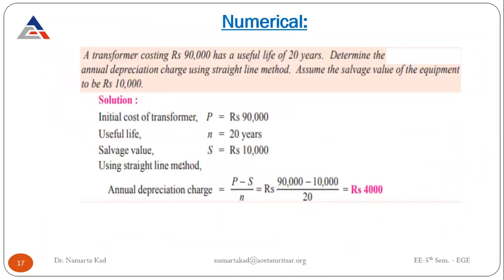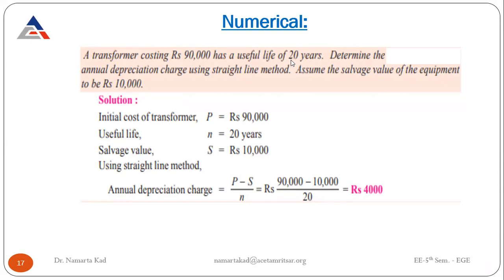Now let's see one numerical based upon this method first. A transformer costing rupees 90,000 has a useful life of 20 years. Determine the annual depreciation charge using the straight line method. Assume the salvage value of the equipment to be 10,000. So here, the initial investment P is 90,000, the salvage value is 10,000, and N, the useful life, is 20 years.